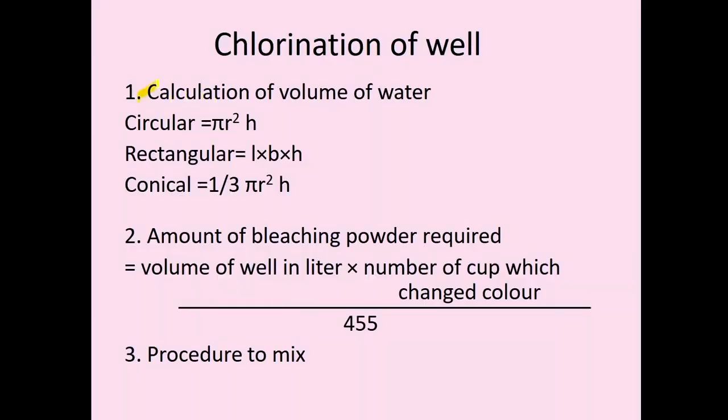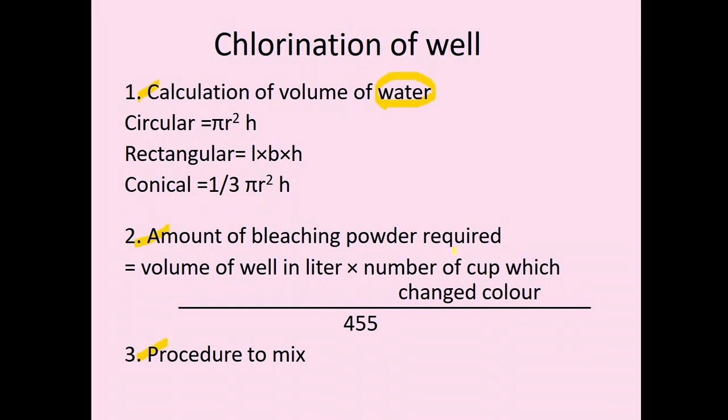So in chlorination of well, we have 3 important steps. One is the calculation of the volume of the water level. Second is the amount of bleaching powder required to disinfect the well. And third is the procedure to mix. So for calculation of the volume of the water, circular well it is pi r square h, rectangular well it is LBH, conical it is 1/3 pi r square h. But here we should focus only on the water level, not on the depth of the well.